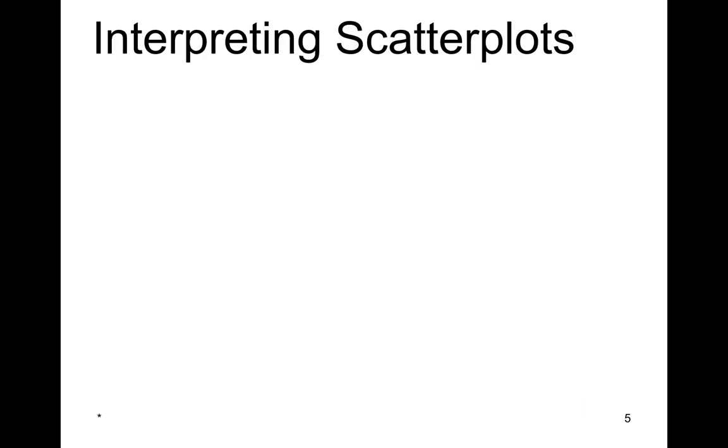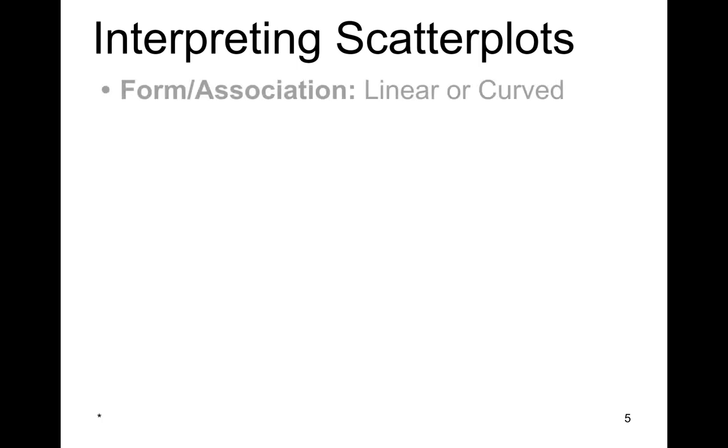When we interpret scatter plots, there are three really important characteristics that we want to look at. Just like when we were looking at distributions, we looked at the shape, the center and the spread. With scatter plots, there are three different important characteristics. The first is the form or the association of the scatter plot. In other words, is it linear or roughly linear in nature, or is it curved? A scatter plot will never be perfectly linear, but does it form a roughly linear pattern? If it doesn't form a linear pattern, then we call it a curved form or a curved association.